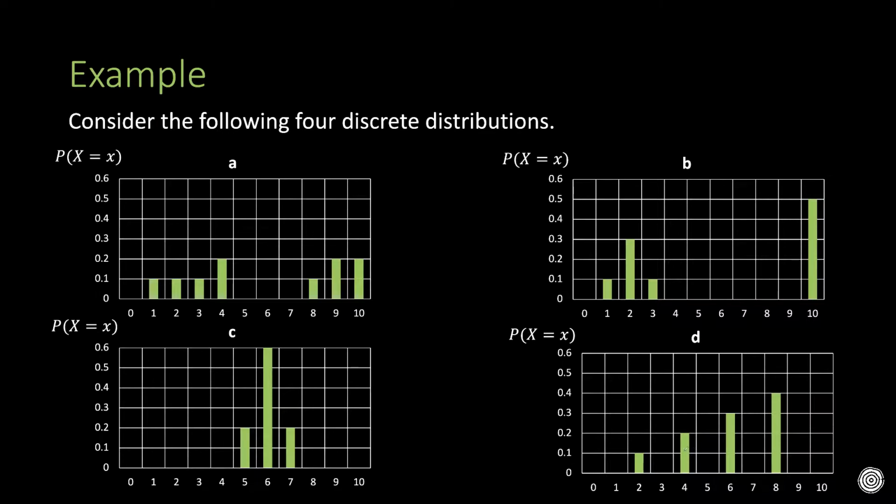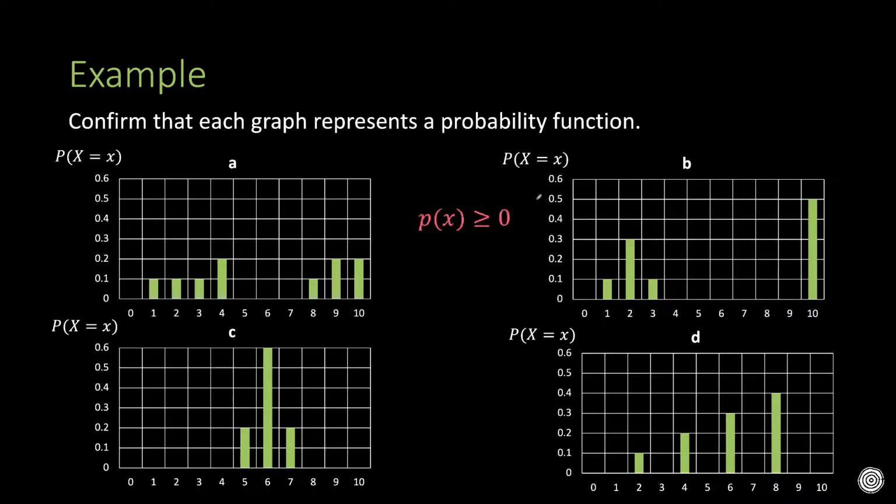Let's consider the following 4 discrete distributions. I want to confirm that each graph represents a probability function. How can I confirm that it's a probability function? Well, I know each one of my probabilities here is greater than 0, so that's great. I can see each one of these is greater than 0. And I can also determine that the sum of each of these probabilities added together gives me 1.